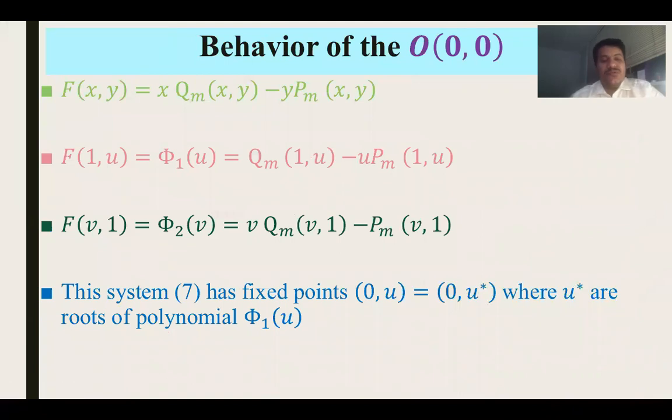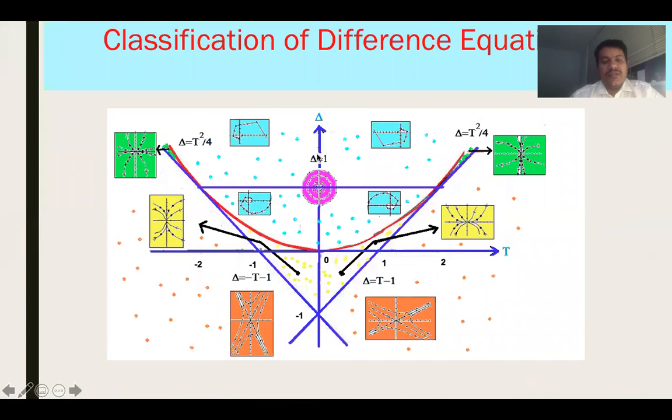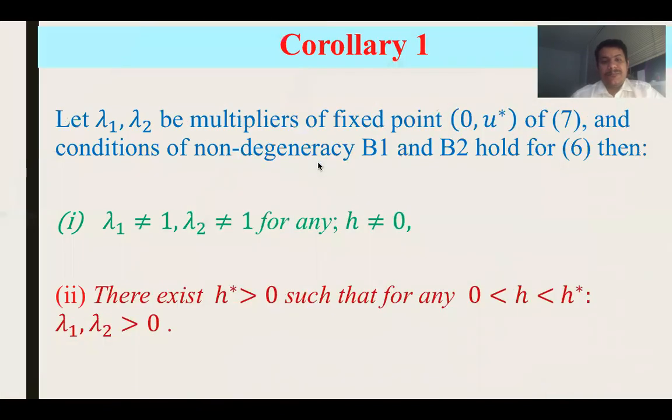After we use the change of variables, we have new systems. From the new system, we need to find the new equilibrium points. By these polynomials, we can find these new equilibria. Then we need to check the stability and the behavior of the new equilibrium points. By these eigenvalues, we can check the behavior and the stability. Remember that the classification of difference equations is determined by trace and determinant. Corollary: the eigenvalues that we get from the new equilibrium points cannot be 1 or -1.